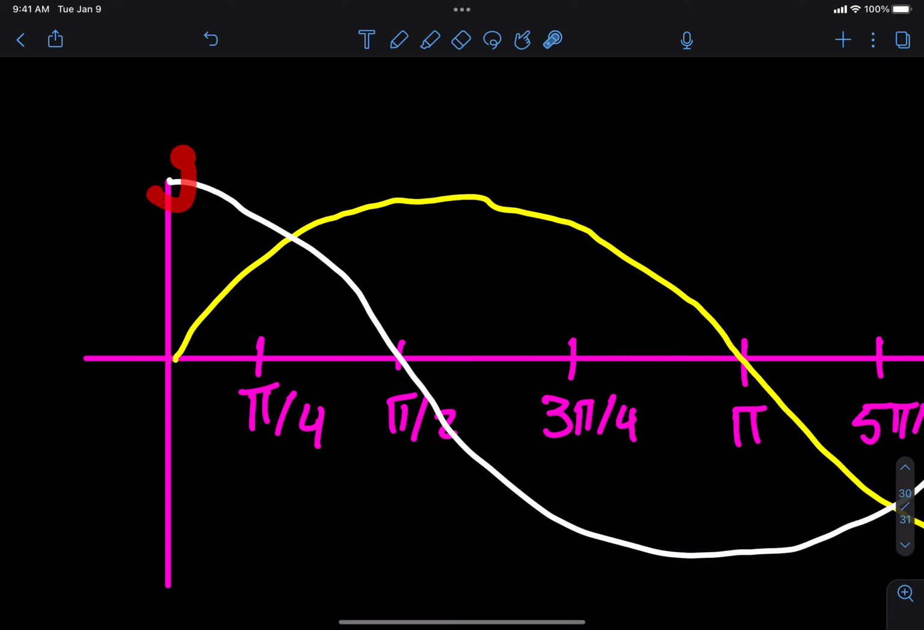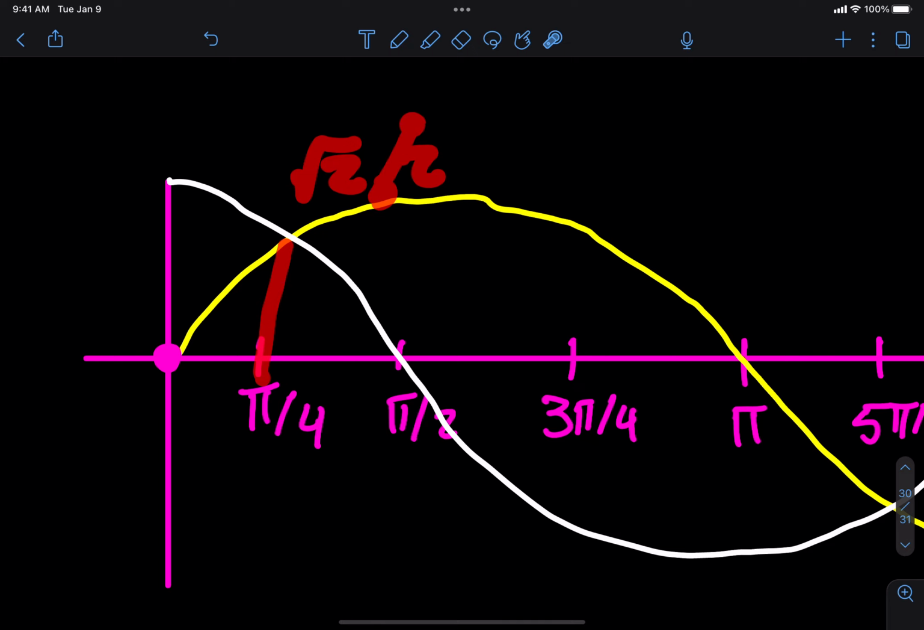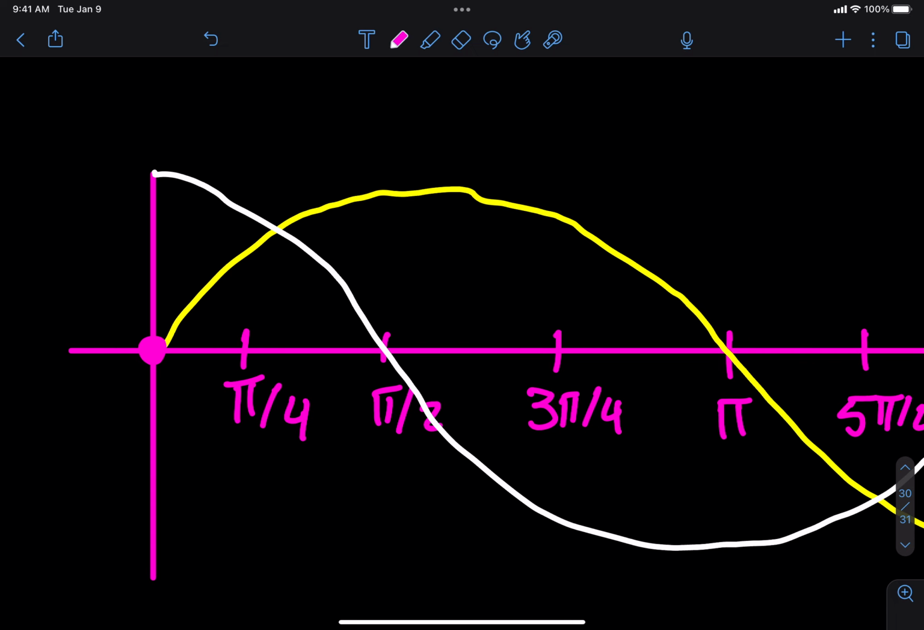I'm going to take the height of the yellow curve, and I'm going to divide it by the height of the white curve. When the height of the yellow curve is 0 and we divide by 1, the height of the tangent function will be 0. At pi over 4, this is where the heights are the same, right? It's root 2 over 2, root 2 over 2, right? So when the heights are the same, the height of the function should be root 2 over 2 divided by root 2 over 2, which would be just 1, right? So here's 1.